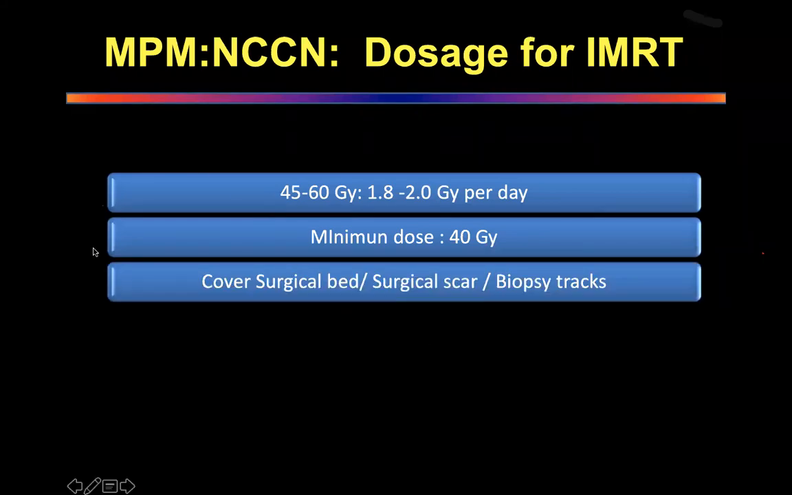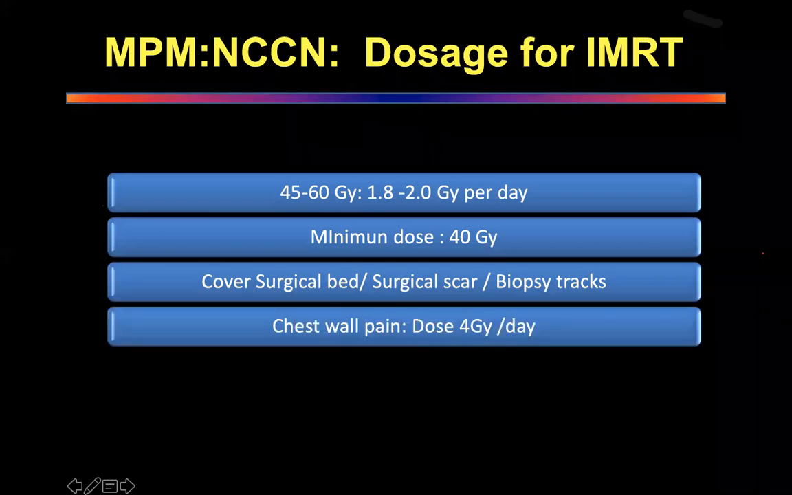It is important within the dose that you cover the surgical bed, the surgical scar, and the biopsy tracks. This is for therapeutic radiotherapy. We are not talking about palliative radiotherapy to the VATS spots. This is when you're giving radiotherapy as a treatment modality. Then the thoracic surgeon has to sit down and decide what is the surgical bed, where are the surgical scars, and he's got to point it out to the radiotherapist.